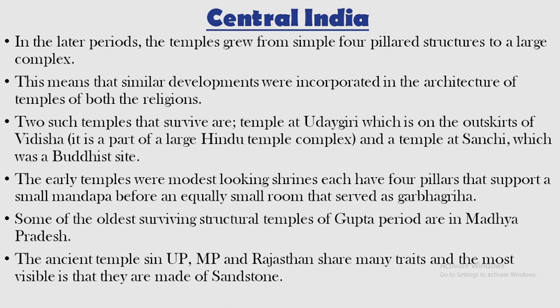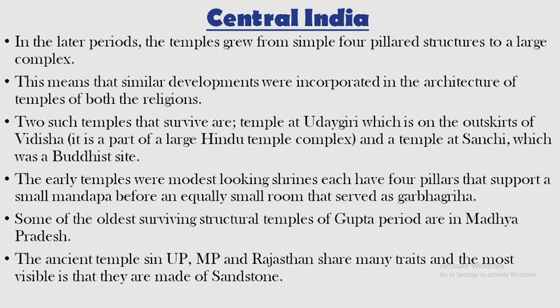We'll see the Central Indian temples. In the later periods, the temples grew from the simple four-pillared structures to a very large complex. Similar developments were incorporated in the architecture of temples of both the religions. Two such temples were there. One is at Udayagiri. This is on the outskirts of Vidisha. It's a part of the large Hindu temple complex, and a temple at Sanchi, which is a Buddhist site.